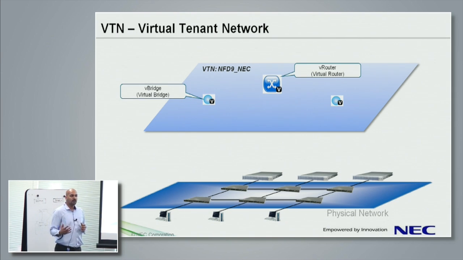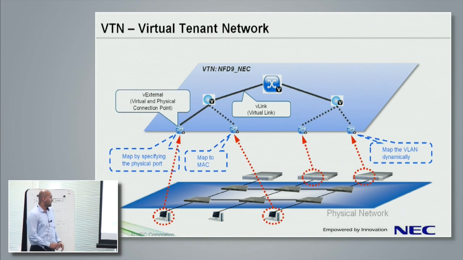If you want to have layer 2 connectivity, you can just create a layer 2 vBridge, and then you will have layer 2 access. If you have multiple layer 2 networks and you need layer 3 connectivity between them, then you will go ahead and configure a virtual router. This router is capable of handing over the packets between multiple subnets. So this is how you will create some virtual components inside the VTN.